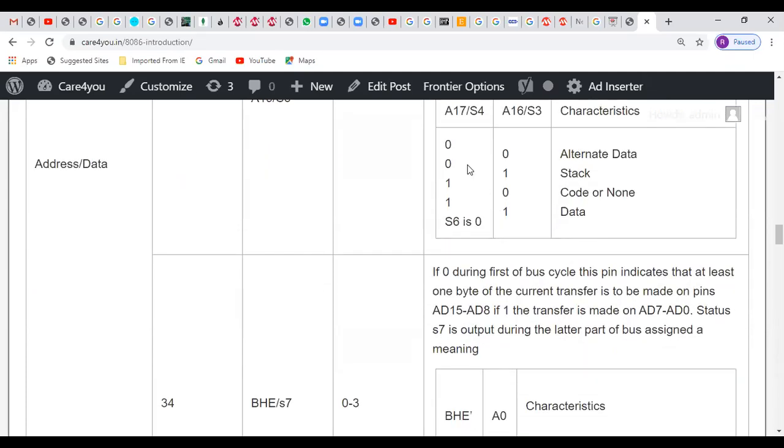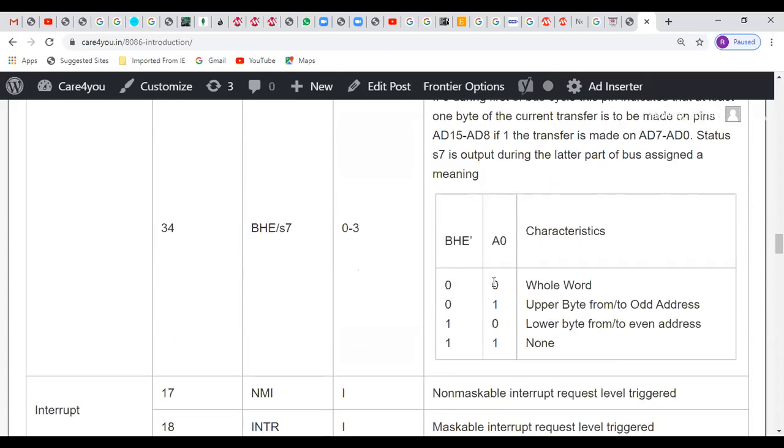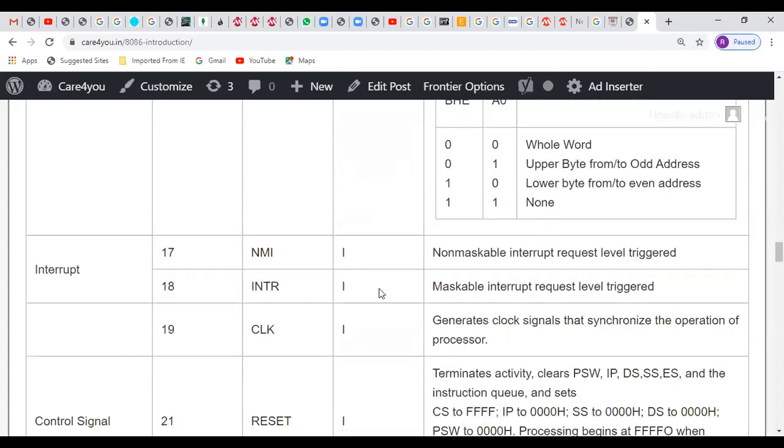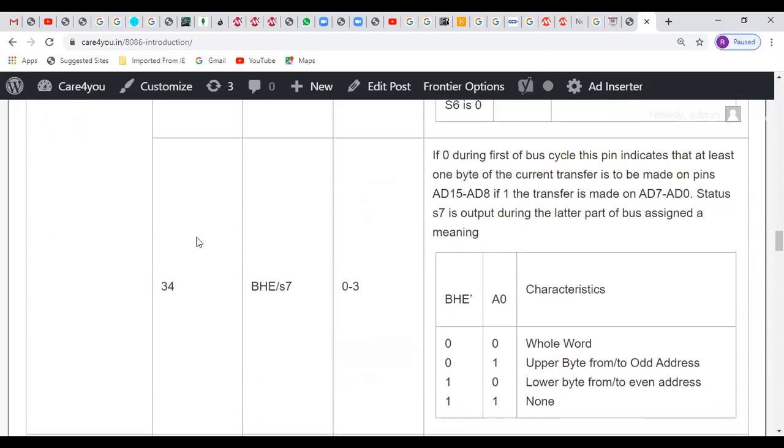If you have any doubt you can stop me and discuss. You can come on the chat. Then I said about the BHE, bus high enable. Before that, I will only discuss this table and stop the discussion, the rest everything is self-explanatory to you. So let me discuss only this table and stop.